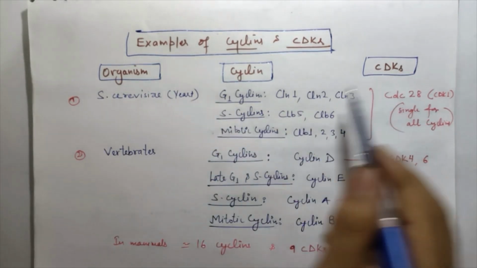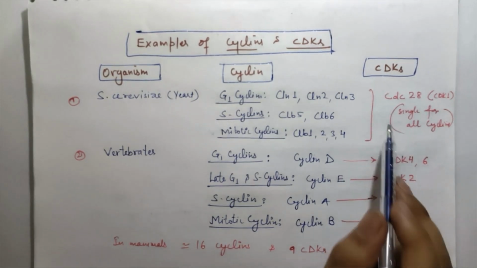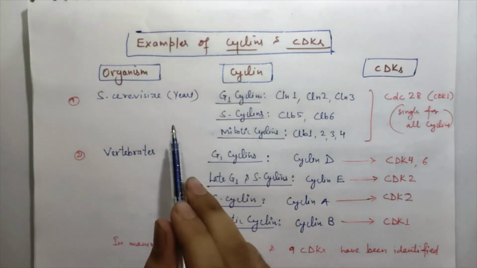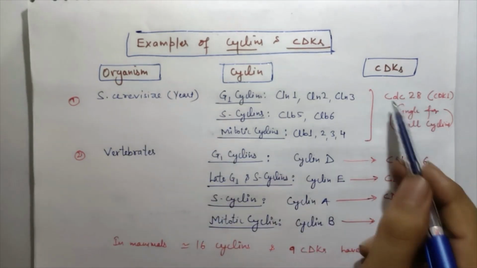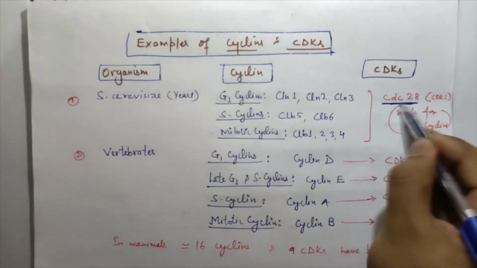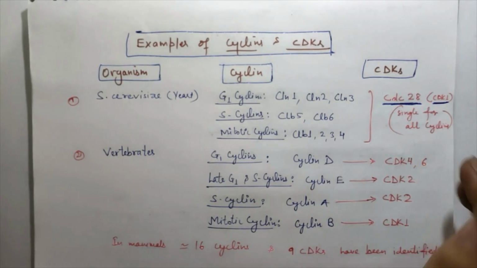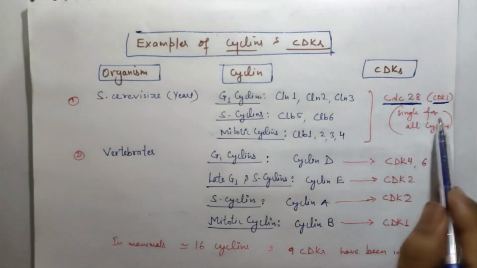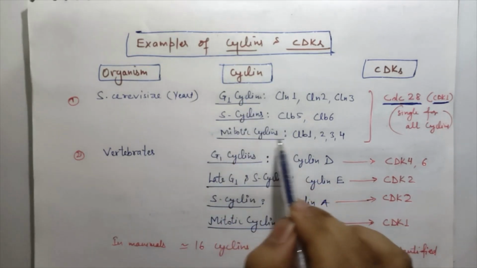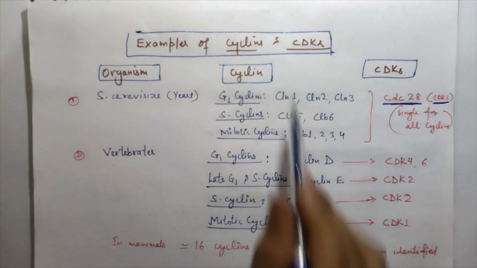But one thing that is important to note from the exam point of view, all these cyclins of yeast cells have a single common cyclin dependent kinase, that is CDC28, also called CDK1, a single CDK for all types of G1, S and mitotic cyclins. On the other hand, in vertebrates they have different cyclins.